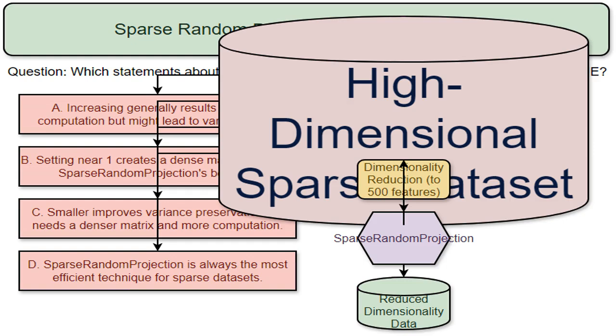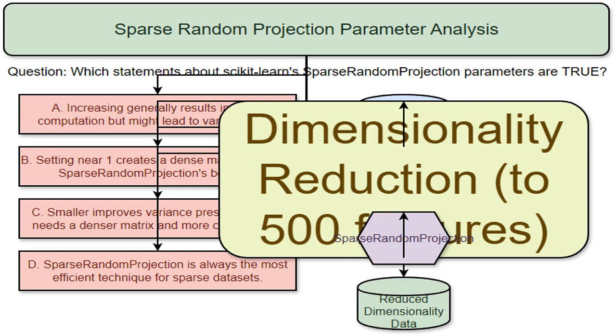This is key because SparseRandomProjection is designed to be efficient with data like this. Your goal is to reduce the number of features from thousands to 500. This is a common task in machine learning to simplify models and improve performance. SparseRandomProjection helps me achieve this by creating a lower dimensional representation of the data.